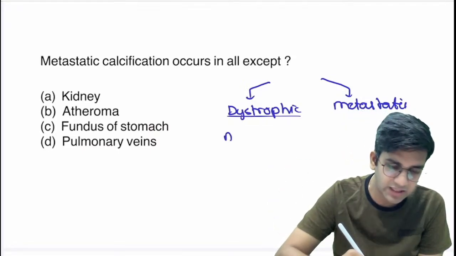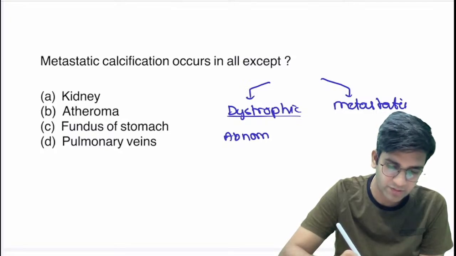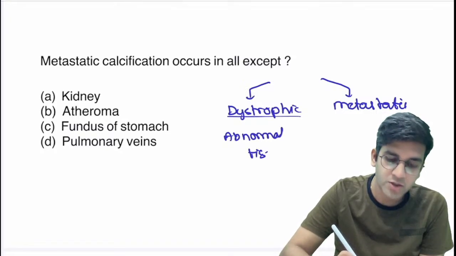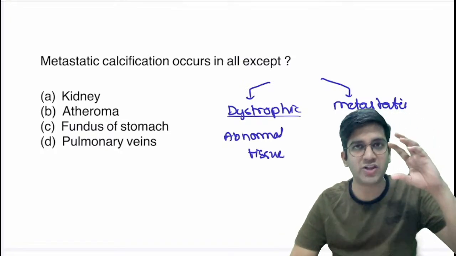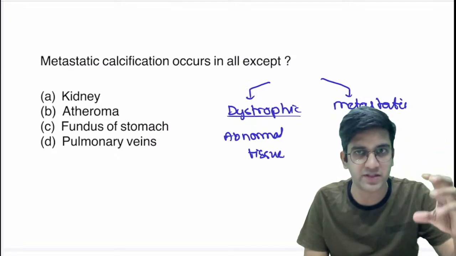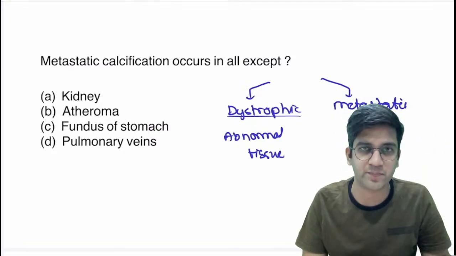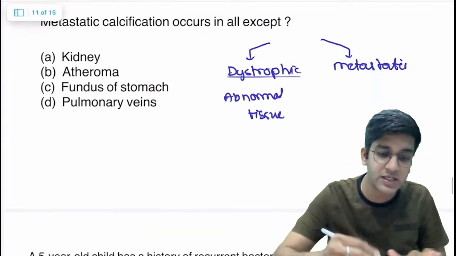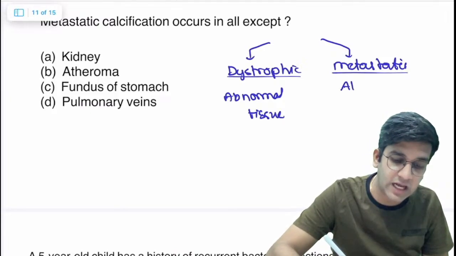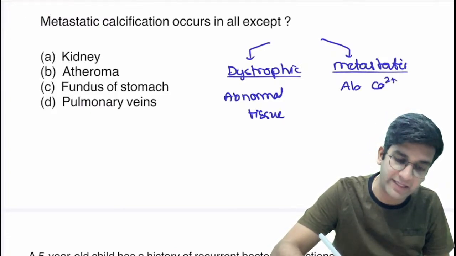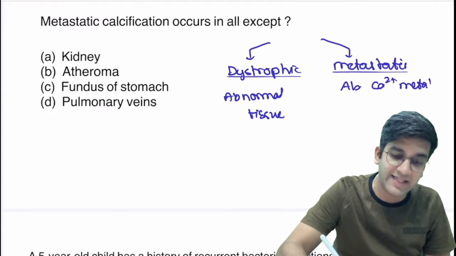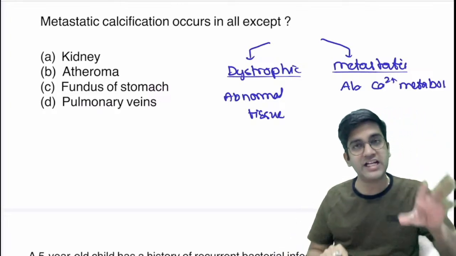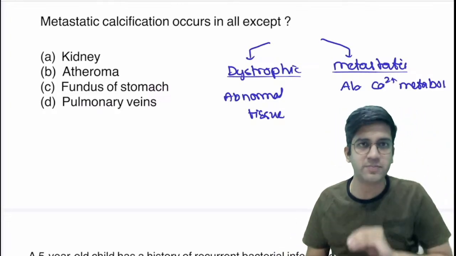Dystrophic means it's an abnormal tissue. That's all. So if a question says a pathological, diseased organ is present, it has to be dystrophic calcification. By default, it has to be dystrophic calcification. Metastatic means it's an abnormal calcium metabolism. Here the organ is actually normal. Calcium metabolism is abnormal, so it is metastatic calcification.